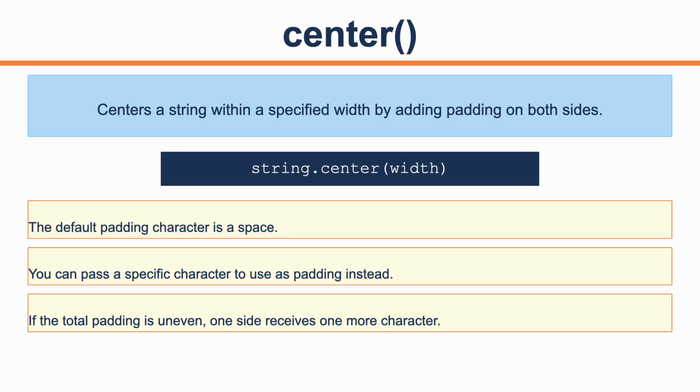The center method centers a string within a specified width by adding padding on both sides. The default padding character is a space. If the total padding is uneven, one side receives one more character than the other.